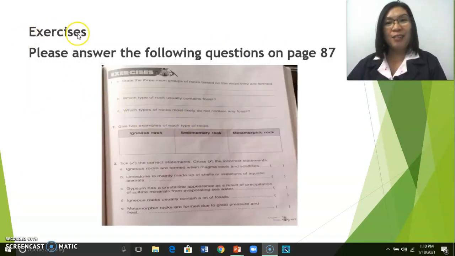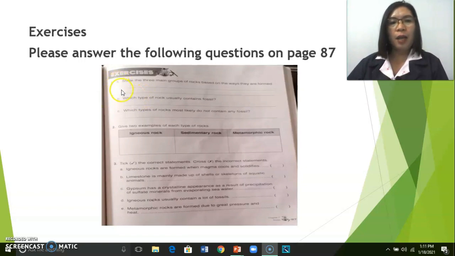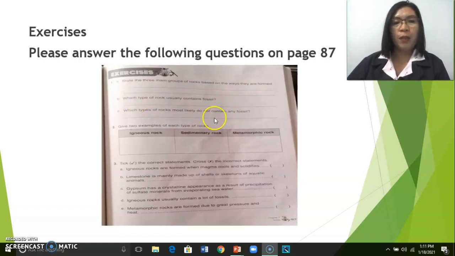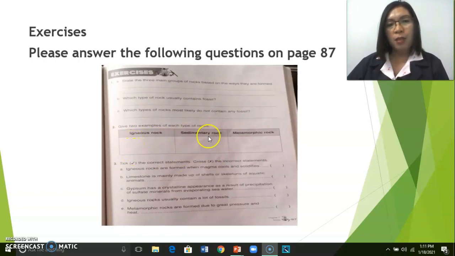Okay, class, for your exercises, please answer the following questions on page 87. We have question number 1, letters A, B, and C. You are going to answer this in sentence form. Next, we have number 2. We are going to give 2 examples of each type of rock. Igneous rock, 2 examples. Sedimentary rock, 2 examples. Metamorphic rock, 2 examples.